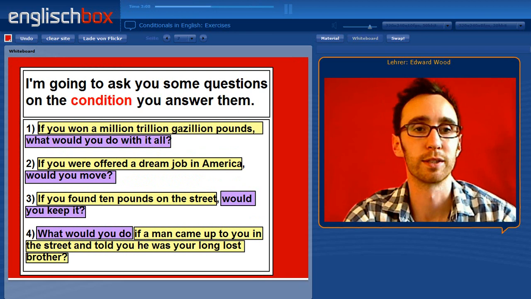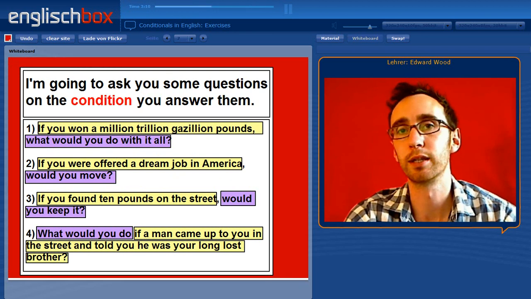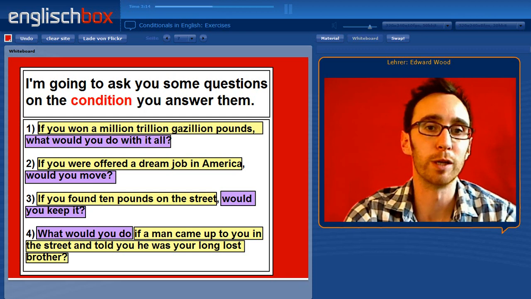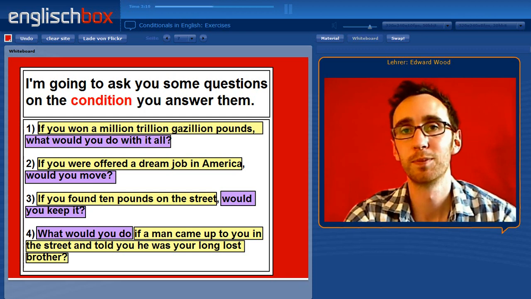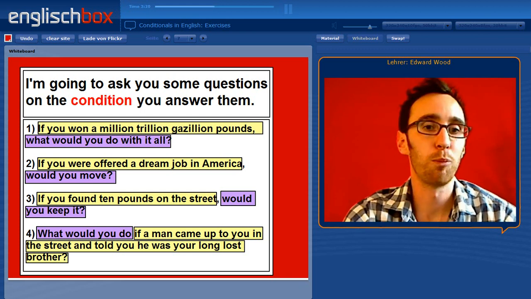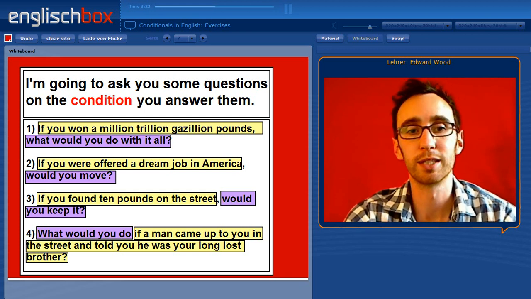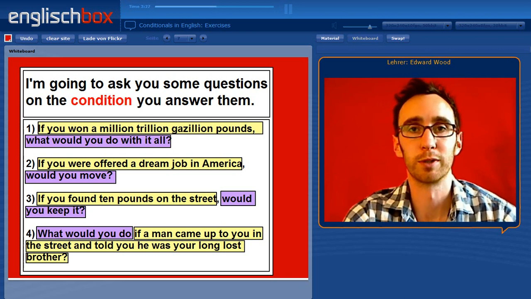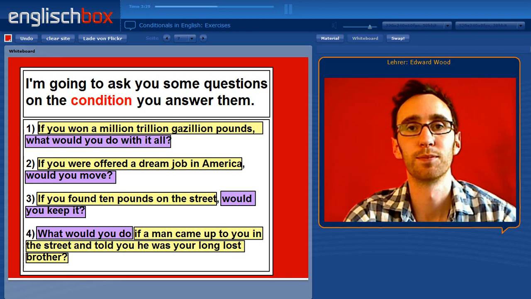How about these questions? If you won £1,000,000,000,000,000 gazillion pounds, what would you do with it all? If you were offered a dream job in America, would you move? If you found £10 on the street, would you keep it? And what would you do if a man came up to you in the street and told you he was your long-lost brother? What are the structural differences in these sentences?